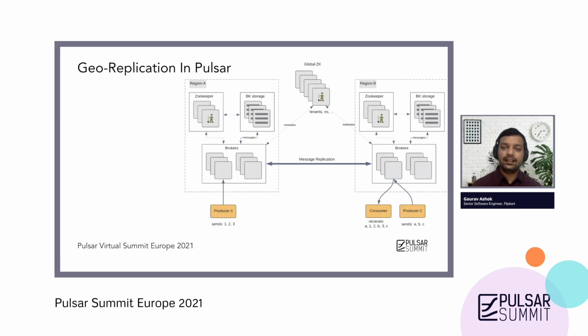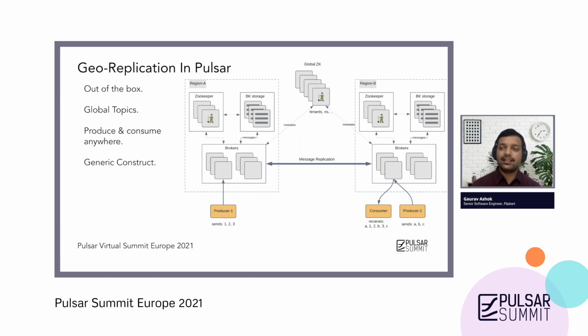In Pulsar, replication comes out of the box. It provides a basic construct of global topics. There, the producers can produce messages from any region to the same topic, and the consumers can consume all the messages irrespective of the regions where they were produced.